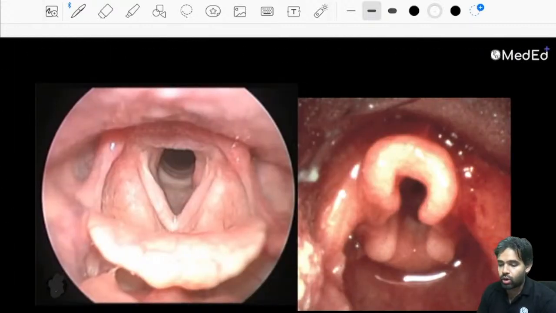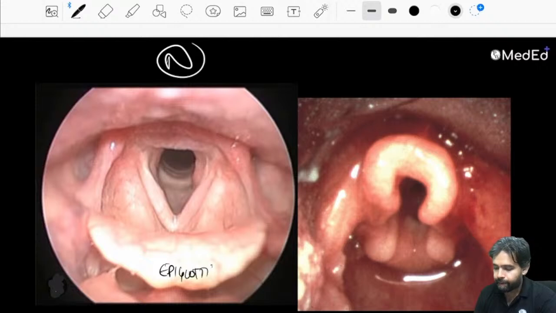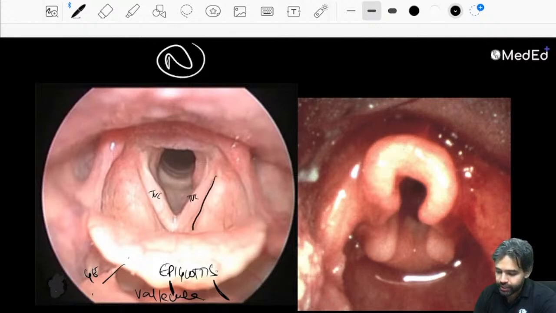Right, now coming to vocal cords, guys, last part, very simple. This is a normal view of the vocal cord, so I can just tell you what the normal structures are that you can see. This is the epiglottis. Here is the vallecula, this is the median glossoepiglottic fold, and this is the lateral glossoepiglottic fold. This is the tongue, this is the epiglottis, so glossoepiglottic fold. And here are the two vocal cords. This area above is the false vocal cords.